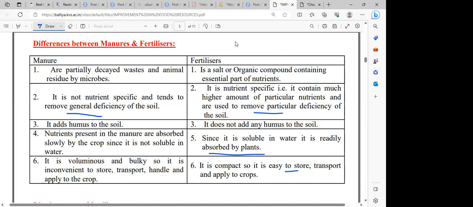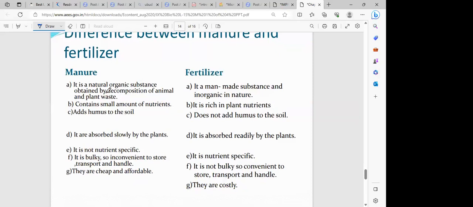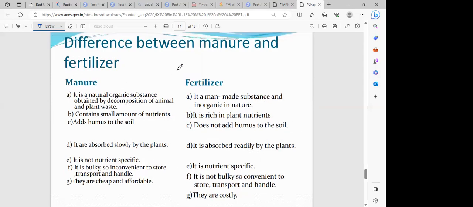Clear? Yes, ma'am. Okay. Manure is a natural organic substance obtained by decomposition of animal waste, and fertilizer is a man-made, inorganic substance that contains a small amount of nutrients. Fertilizer is rich in plant nutrients. Manure adds humus to the soil; fertilizer does not add humus to the soil. Manure is absorbed slowly by the plant; fertilizer is absorbed readily by the plants. Manure is not nutrient specific; fertilizer is nutrient specific. Manure is bulky. You can write this one. It's easy. Okay, ma'am.